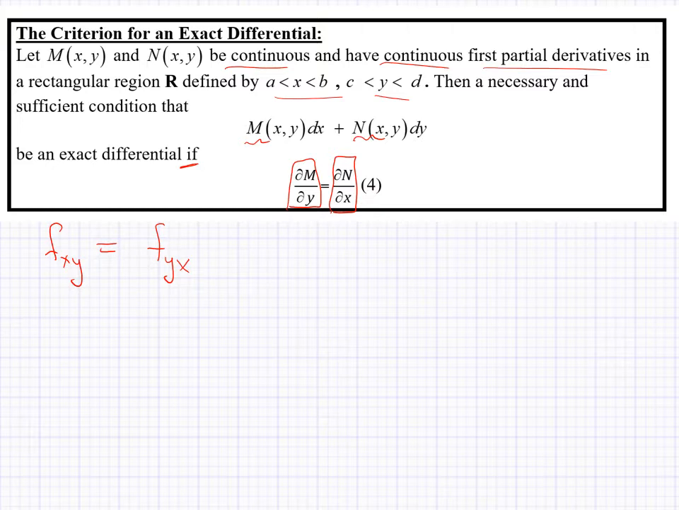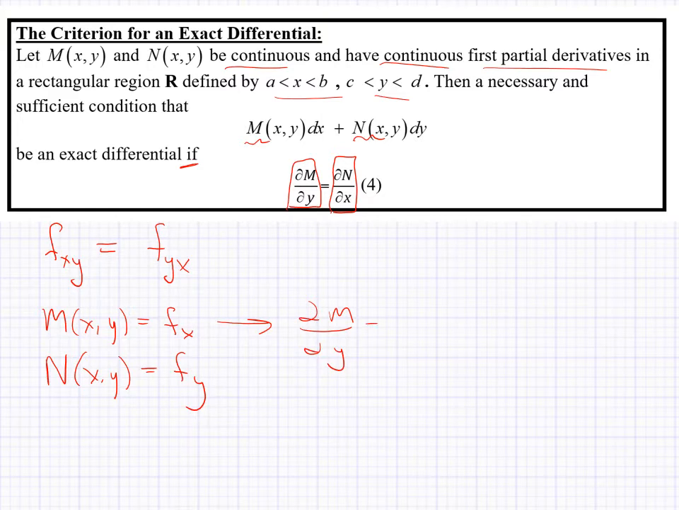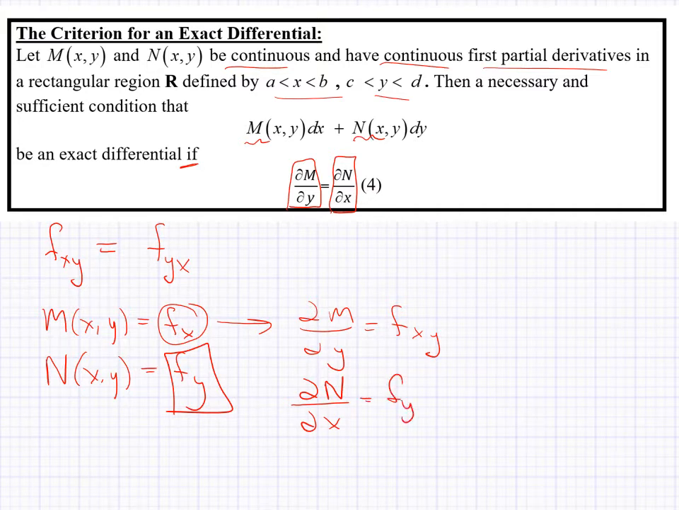But how does that relate to here? Well, remember, M, we're hoping, is already the derivative of some function with respect to x, and N is already the derivative of that same function with respect to y. So if I take the derivative of M with respect to y, that would be the same thing as taking the derivative of f_x with respect to y, and I would have this mixed partial. And if I take the derivative of N with respect to x, that would be the same thing as taking the derivative of f_y with respect to x, and that would give me this mixed partial.